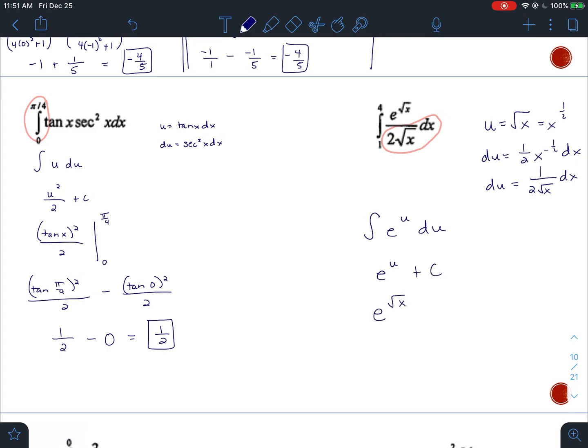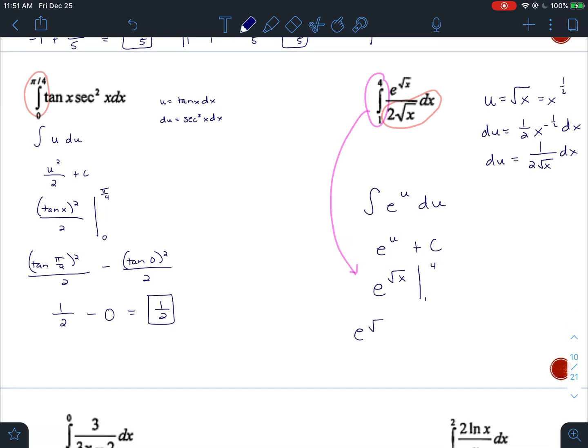And then plug back in. So this would be e to the square root of x. And now I'm going to use those original bounds, 1 and 4. So I'm going to evaluate this between 1 and 4. So this would be e to the square root of 4 minus e to the square root of 1, which would be e squared minus e to the first. And that would be that definite integral.